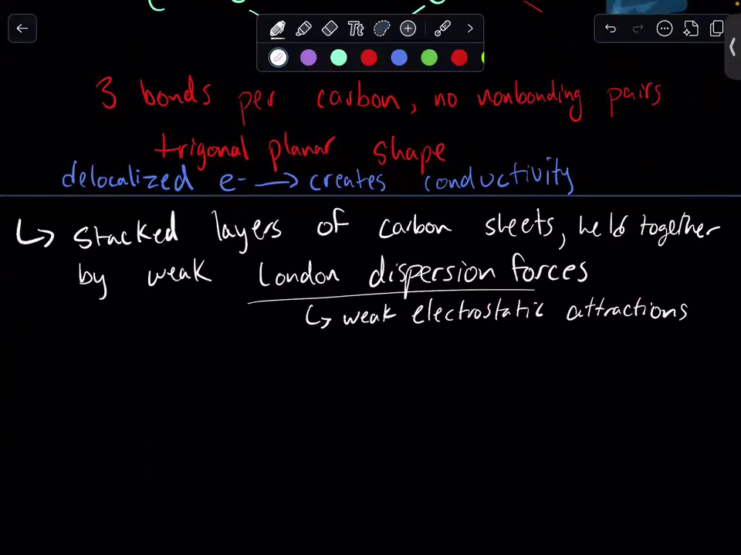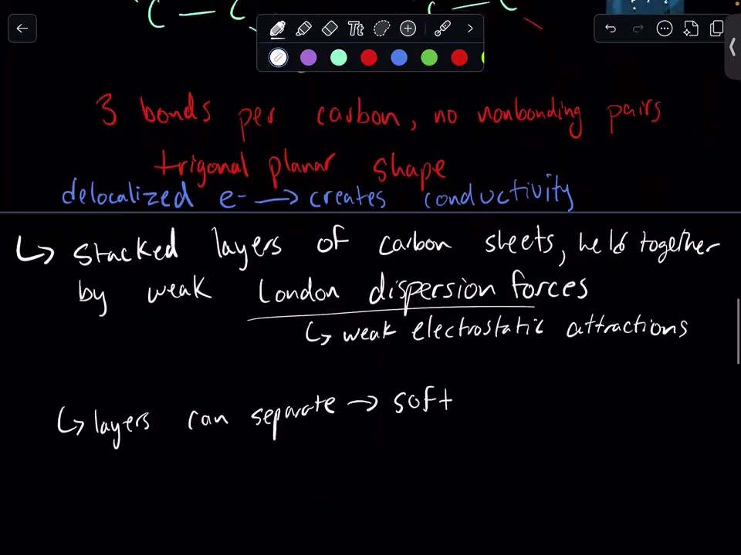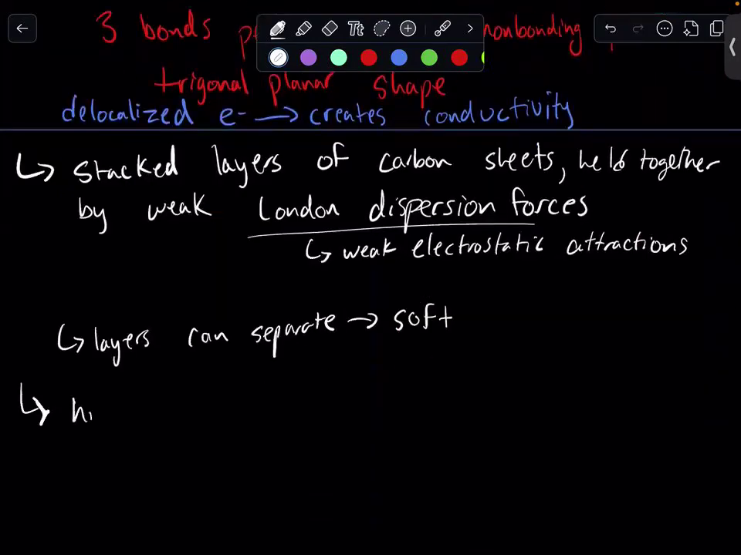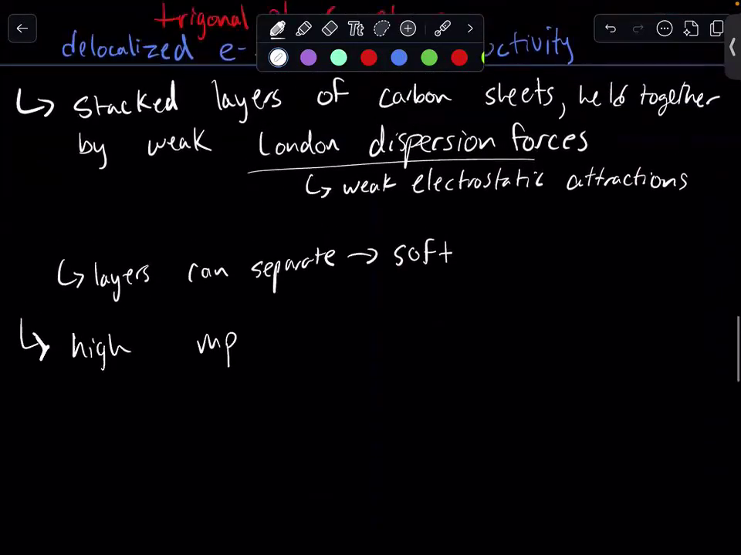So this is where we get our properties. Because the layers can separate, we say it's soft. Brittle wouldn't really be the right word here. And those delocalized electrons create that conductivity. And last but not least, these covalent bonds are still strong, so it still has a high melting point. So I'm going to use MP to denote the melting point.